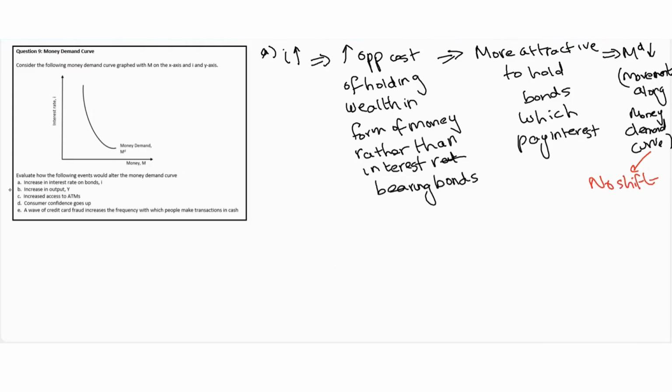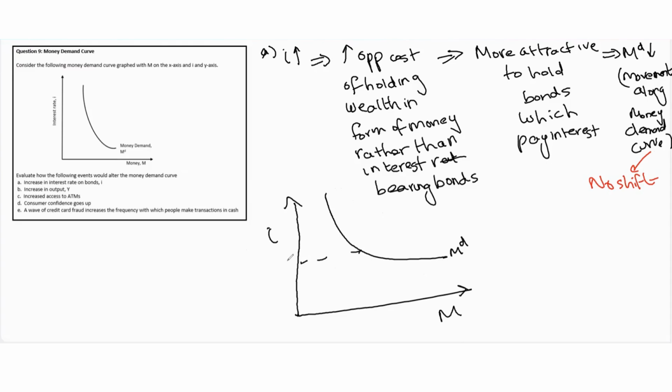If I were to plot this over here, this is I, this is M, and this is our money demand curve. So if the interest rate goes up from I1 to I2, we can see the money demand is going down. So there's a movement up the money demand curve, right? This is the idea that when the interest rate changes, you have a movement along the money demand curve, not a shift. Let's look at part B.